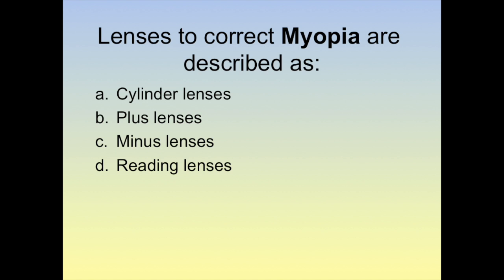Lenses to correct myopia are described as cylinder lenses, plus lenses, minus lenses, or reading lenses? And again, think about it. Myopia starts with the letter M. Possibly it's minus lenses. So you as the dispensers, your role, give them the right pair of glasses, get that big smile, and feel really good about yourself.